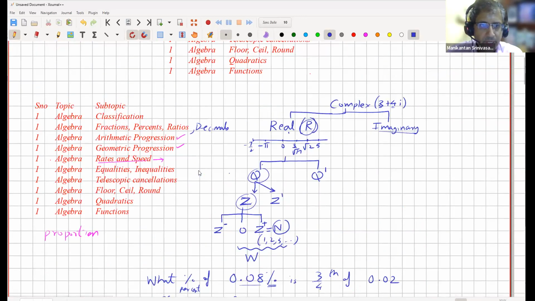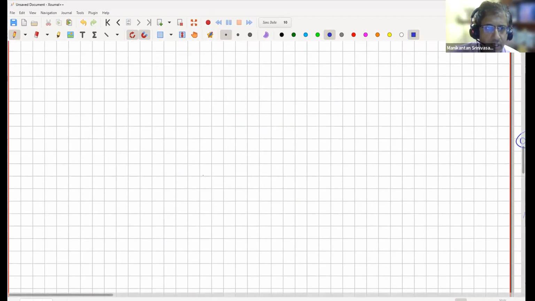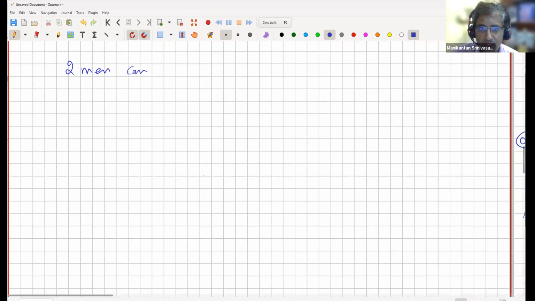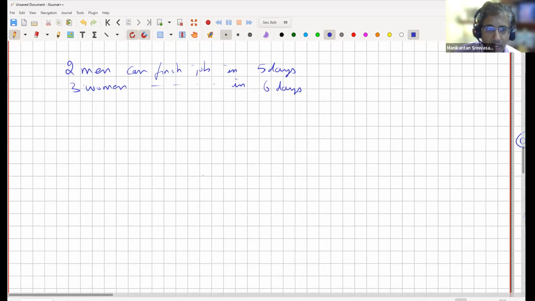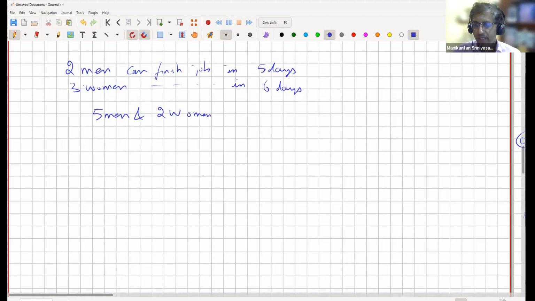Okay, so rates and speed, and you know how to do this kind of problem as well. You would have seen: if two men can do a job in X number of days and three men. So 2 men can finish a job in 5 days, and then 3 women can finish the same job in, let's say, 6 days. And then let's say 5 men and 2 women work together. How long will they take? This is a classic question.